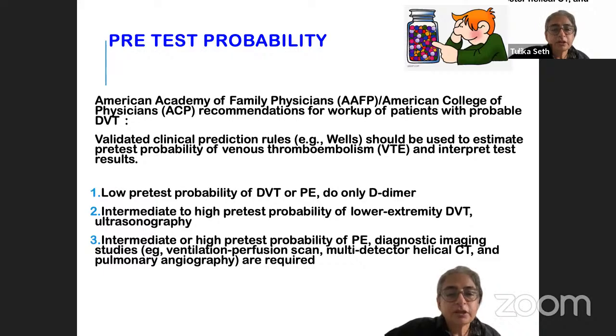So if you have a low pretest probability, you'd only do a D-dimer. If you have an intermediate to high pretest probability of a lower limb DVT, then you can do a Doppler ultrasound of the lower limb. If you have an intermediate or high pretest probability of a pulmonary embolism, then you need to go for the diagnostic imaging: the VQ scan, a helical CT scan, or pulmonary angio.